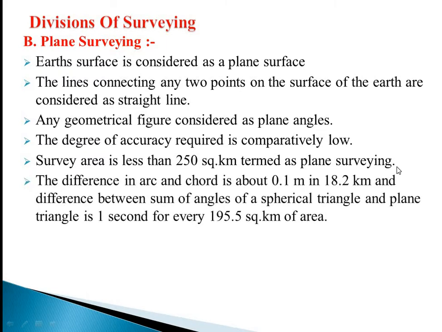Plane surveying methods are frequently employed for surveys of areas of large extent when great accuracy is not required. The difference in arc and chord is about 0.1 meter in 18.2 kilometers, and the difference between the sum of angles of a spherical triangle and a plane triangle is 1 second for every 195.5 square kilometers of area.